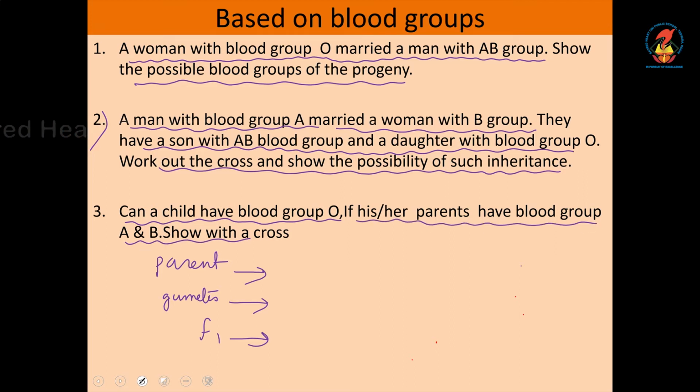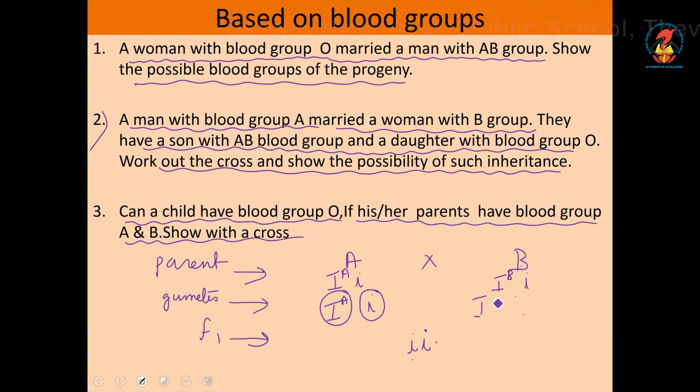Third question: can a child have blood group O if his or her parents have blood group A and B? Show with a cross. Yes, the same as the previous question. Yes, a child can be O, having the genotype small i small i, if the parents are A and B. So one parent is A, the other parent is B. But which A will decide? Capital A, IA small i, and IB small i. Now the gametes are IA here, small i here, IB here, small i here.